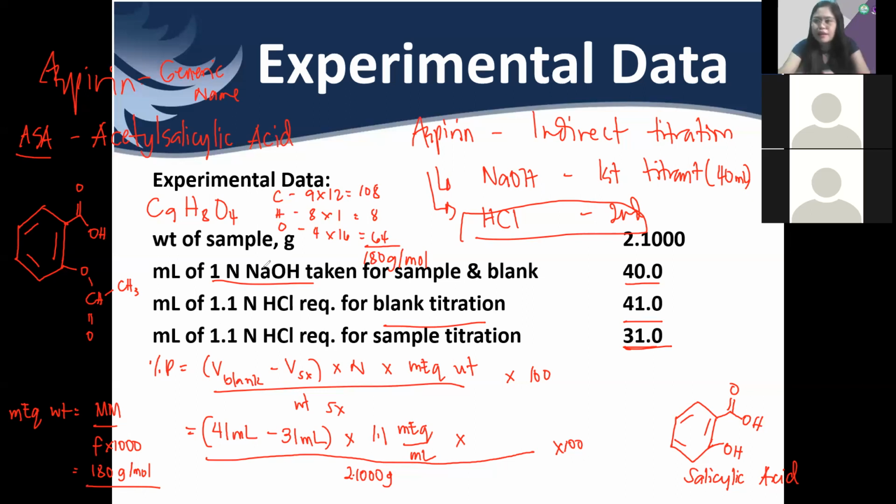Replaceable hydrogen ni aspirin. Okay? Wait lang ha. Sorry kayo sa kadaghang interruption sa world ha.